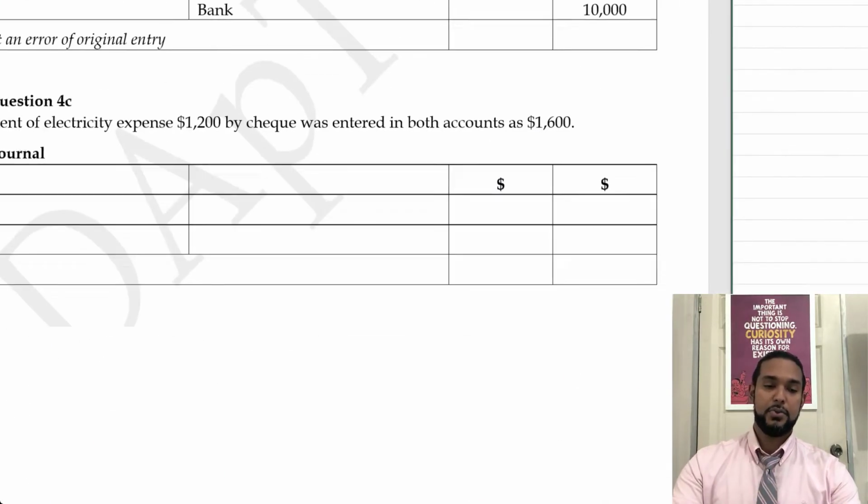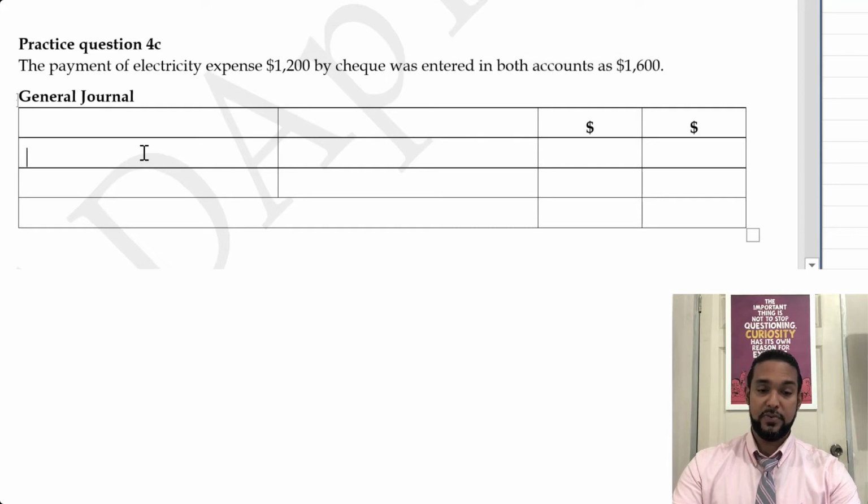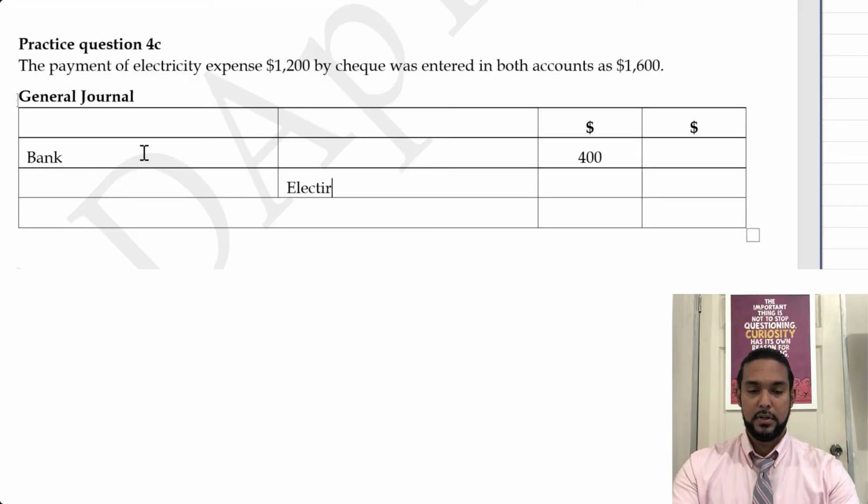Okay, so if we go back to the general journal, we're going to put that, right? So don't forget debit entries first. What did we debit? We debited bank for 400, and we credited electricity for 400 as well.